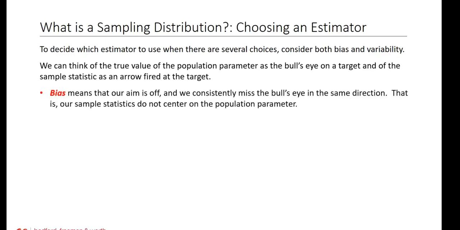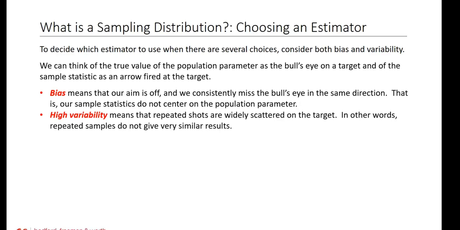Think of this as an analogy of aiming an arrow at a target. Bias means our aim is off. You're going to miss the bullseye in the same direction. We're trying to hit the population parameter; that's our goal by taking a sample and finding the statistic. But bias means you're not even aiming correctly. Whereas high variability, which is often caused by a small sample size, means that repeated shots are widely scattered on the target. In other words, we're not going to get similar results very often.